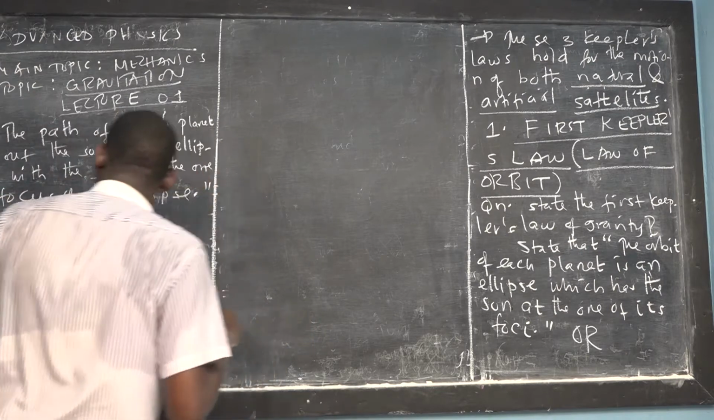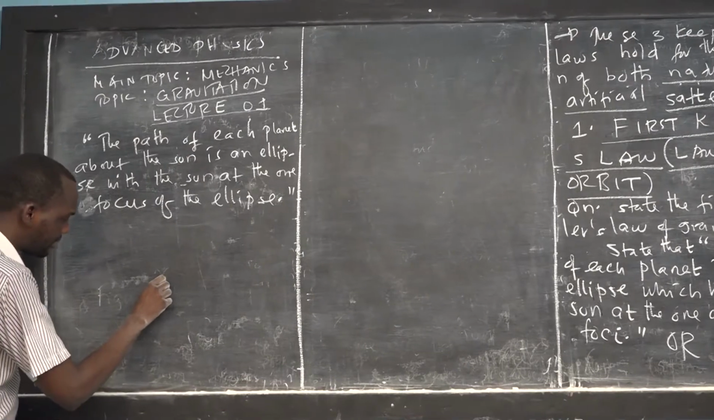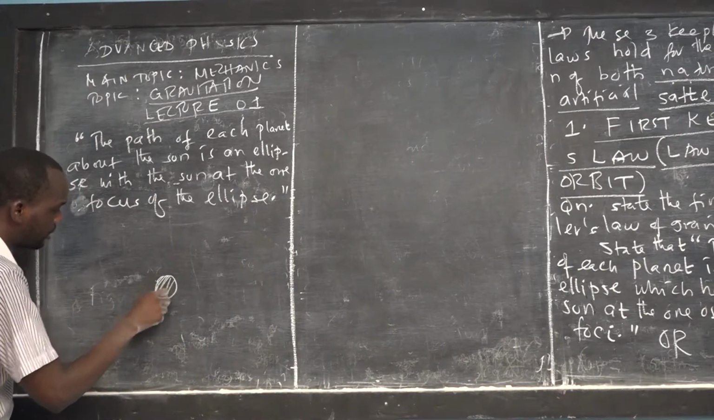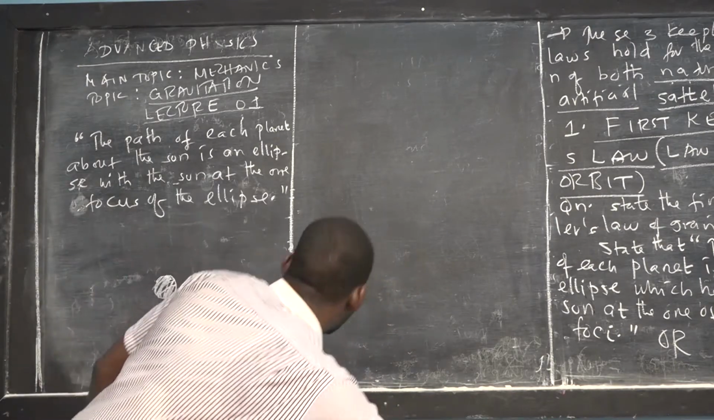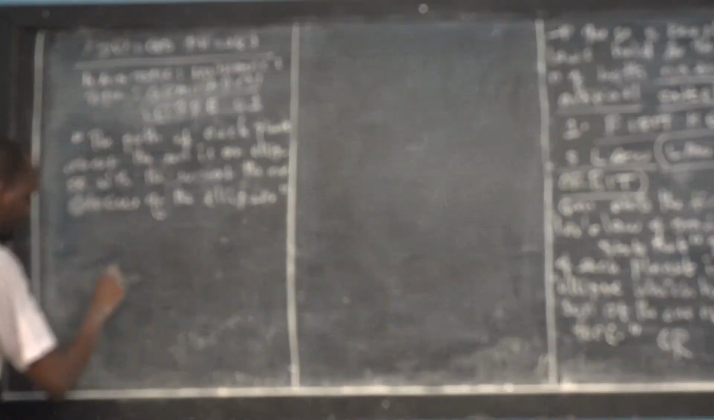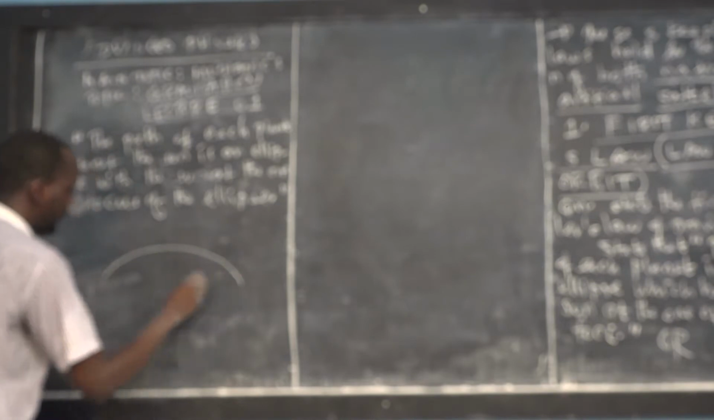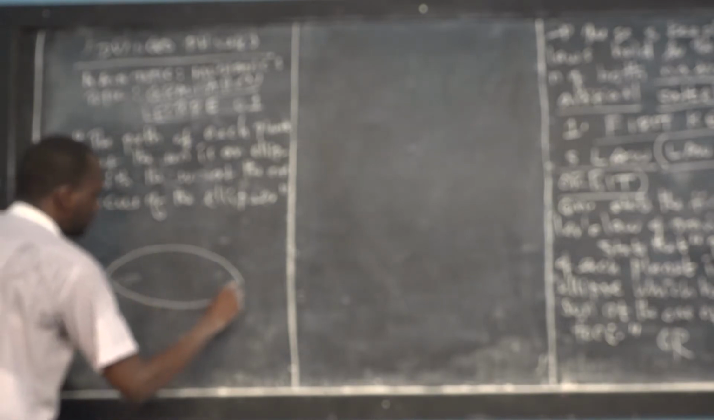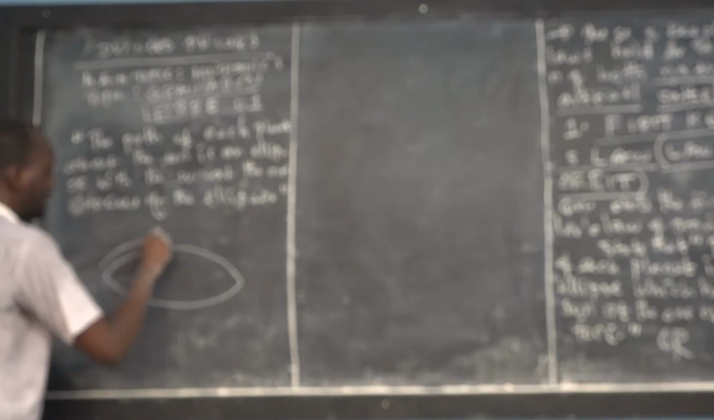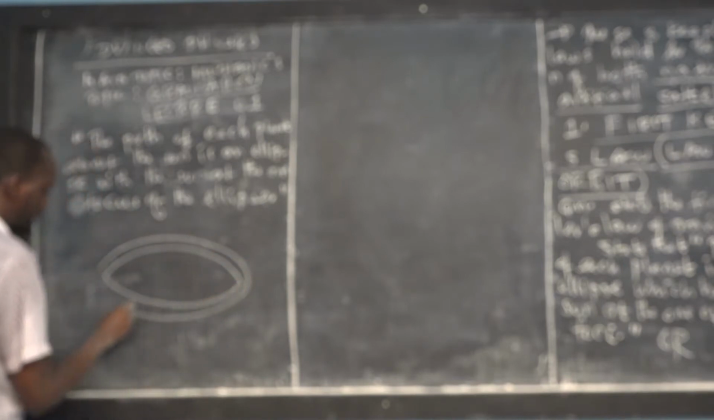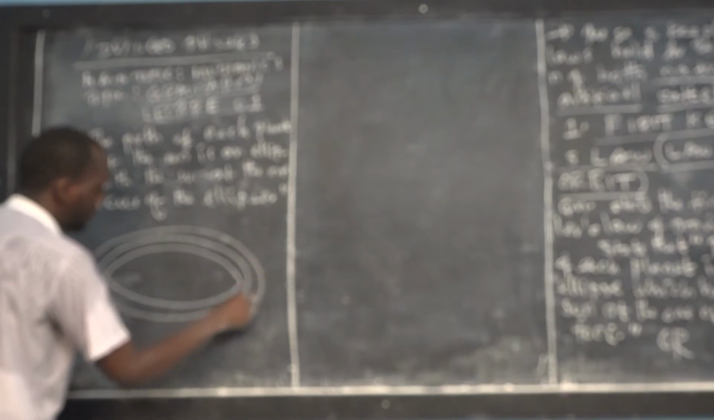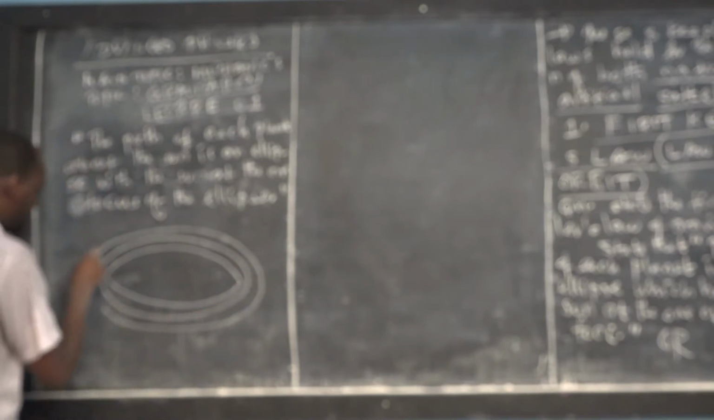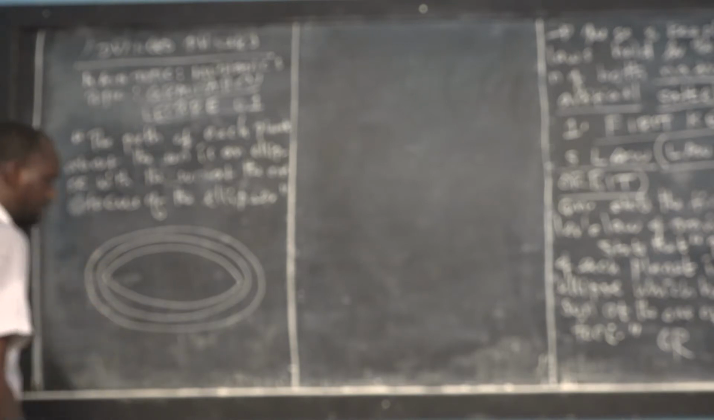So what does it mean? When we draw, we say that this is the sun, at one of the foci. Or I think it's better if I draw the ellipse first and then introduce the sun. So suppose that is the ellipse of the first planet. This is the ellipse of the second planet. You may draw your ellipse more correctly than I do by using a compass. So this is the ellipse.